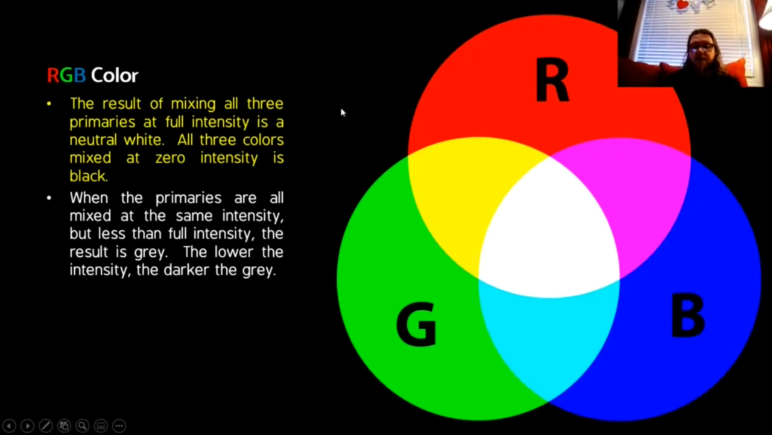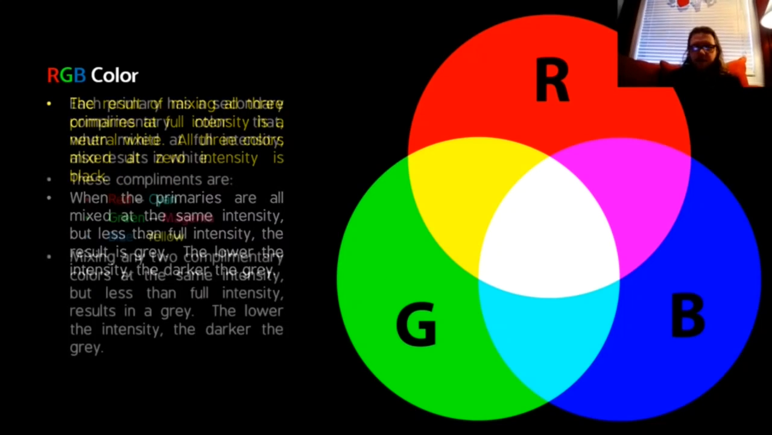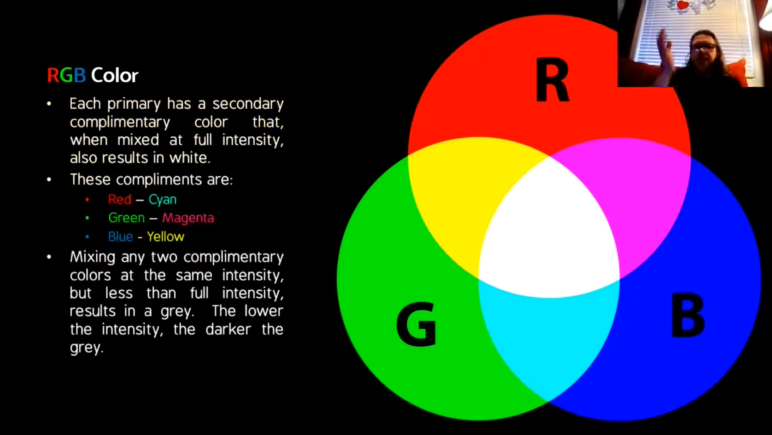Where you have black, they're all shut off. So in these areas here, until my mouse slides into view, there's nothing, right? None of the lights are turned on in these areas. When primaries are mixed all at the same intensity, but less than full intensity, the result is gray. The lower the intensity, the darker the gray, right? We'll look at an example of that, so don't worry. If that didn't make sense, don't worry, I'm going to show it to you.